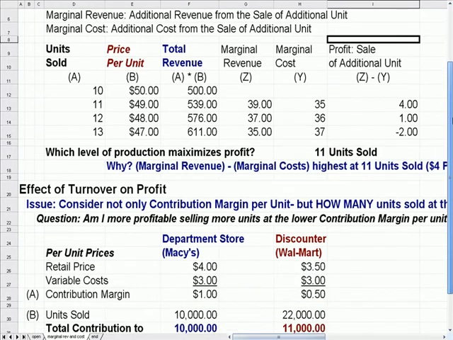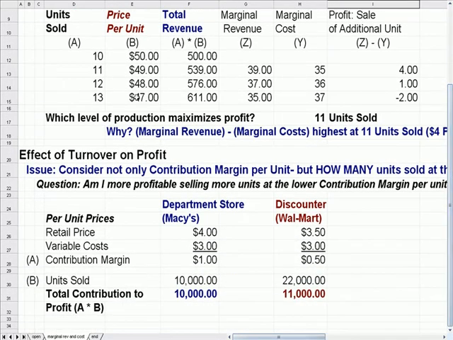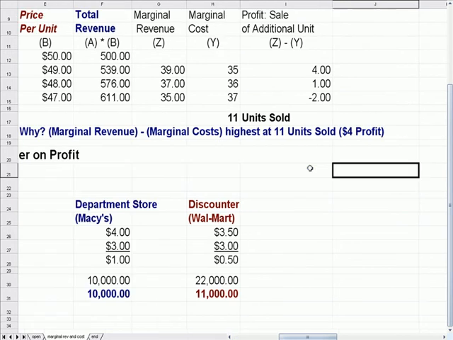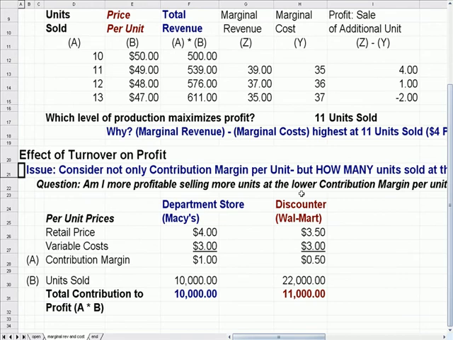So what's the effect on turnover? What's the effect of turnover on profit? And the issue is, we consider not only contribution margin per unit, which is sales minus variable cost, but how many units we sell at that price. So the question really is, am I more profitable selling more units at a lower contribution margin per unit? Or should I just keep the prices where they are, have the higher contribution margin, and be better off?